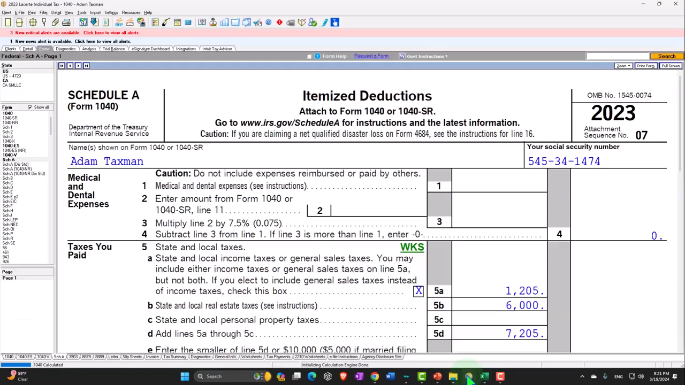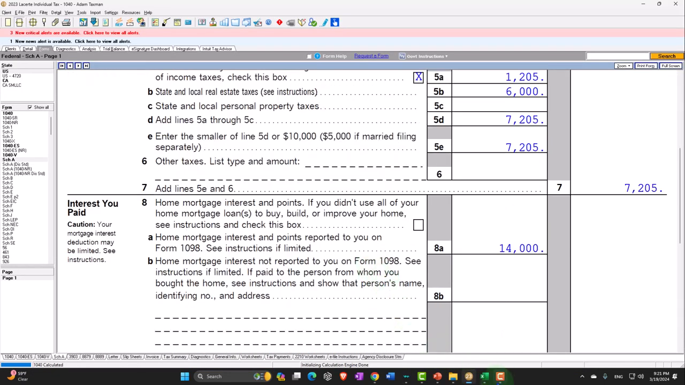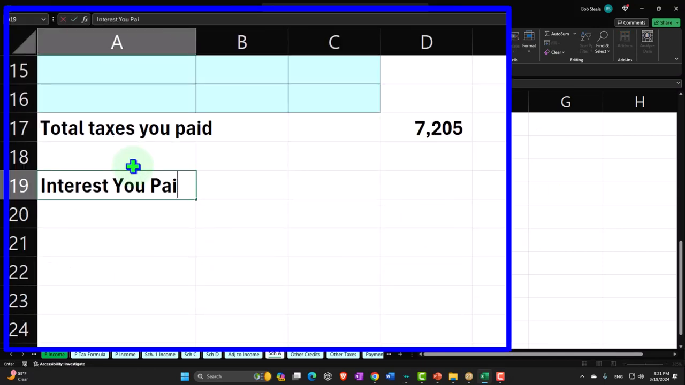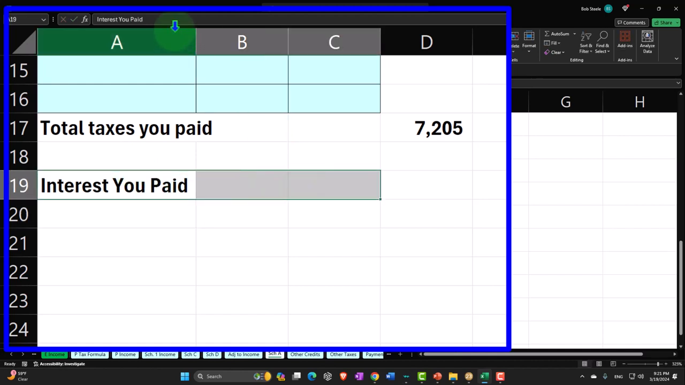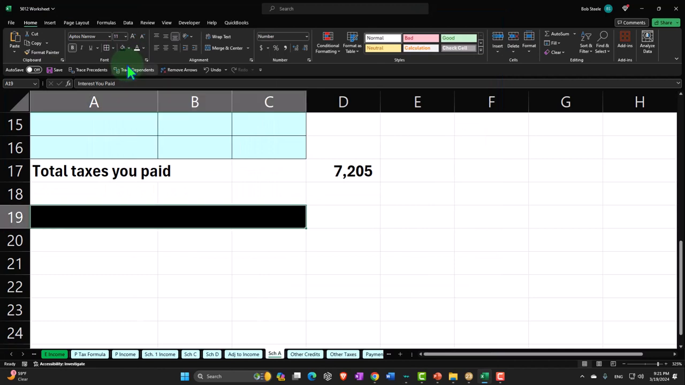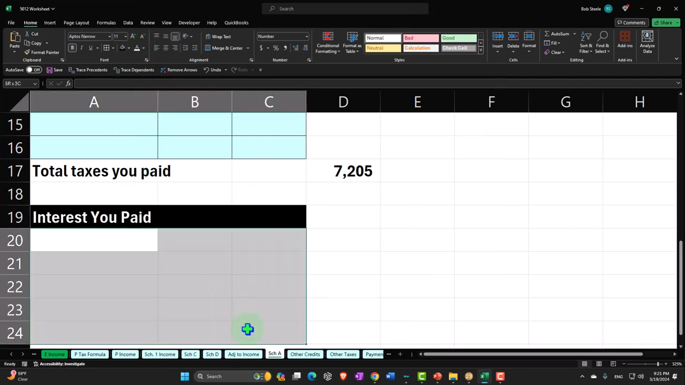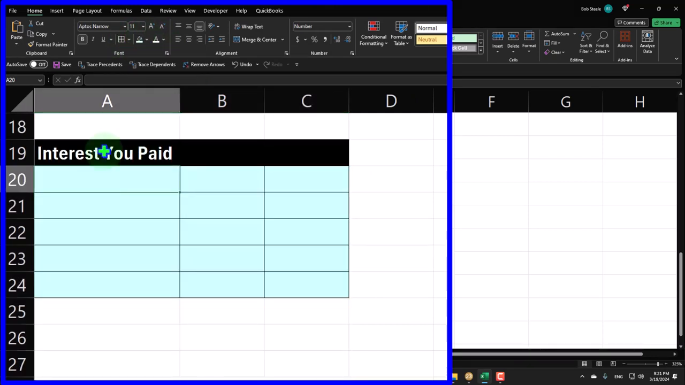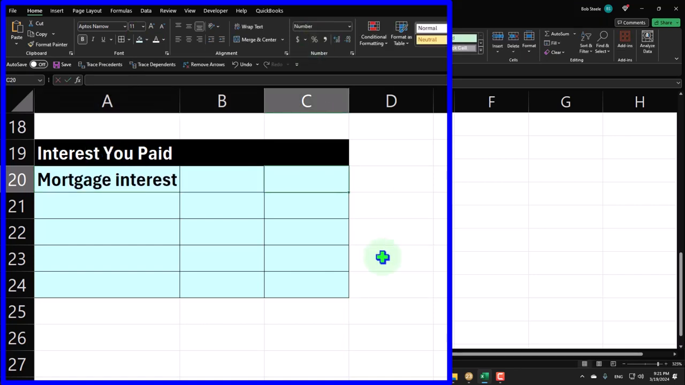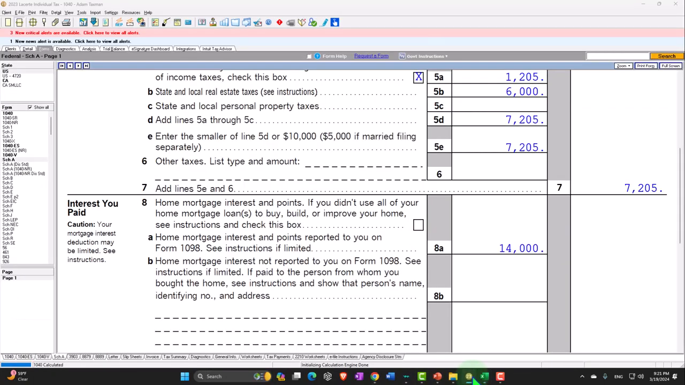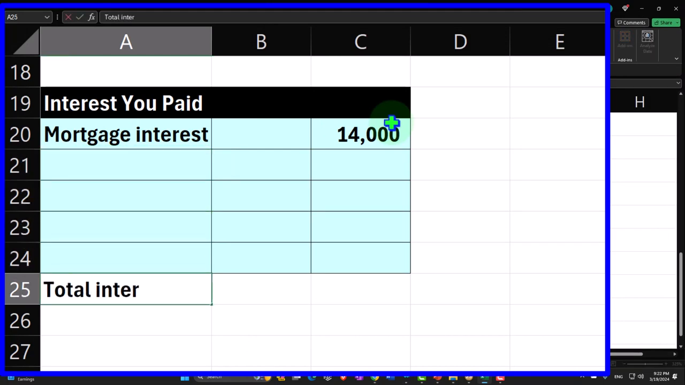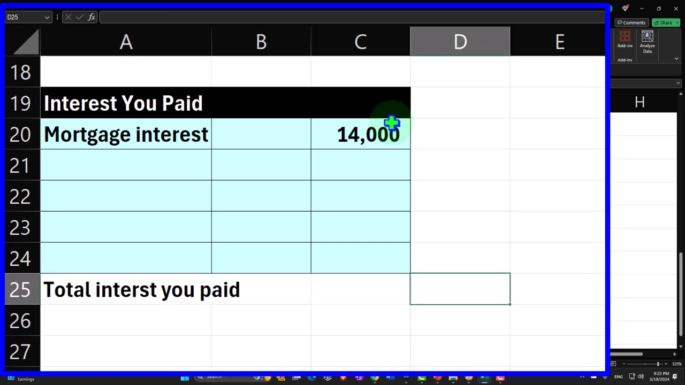And then next category, we have interest you paid. I paid some interest. So I'm going to say, we're going to go black, white. And then we could say mortgage interest. And that's going to be 14,000. And then we'll go total interest you paid, outside equals the sum.